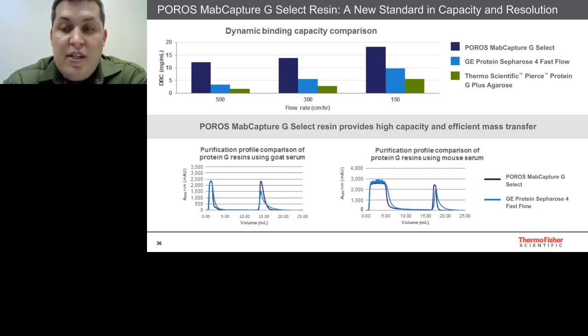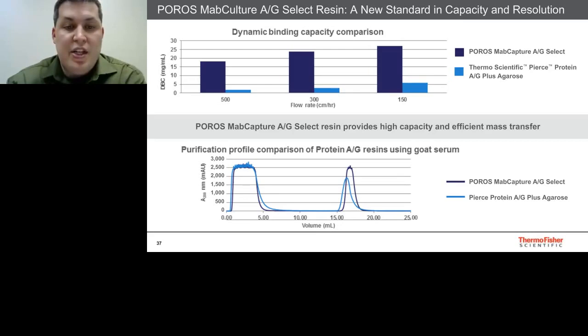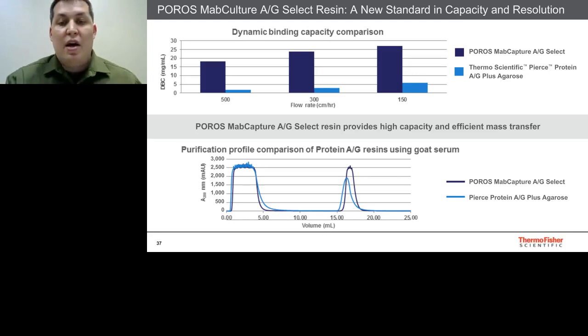There's a similar story for MabCapture AG Select. MabCapture AG Select maintains a five-fold higher capacity for human IgG over our older AG resin, Pierce Protein AG Plus, at multiple flow rates. Similar to the Protein G resins, we loaded MabCapture AG Select and Pierce Protein AG Agarose resins with the goat serum that contains approximately 12 mg of IgG. We see that MabCapture AG Select maintains higher binding capacity and also has better mass transfer.